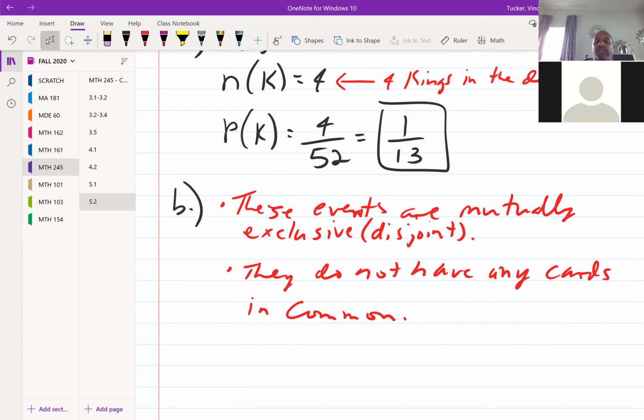All right, so the events are mutually exclusive, or in other words, disjoint. They do not have any cards in common. So that means we can just find the probability of each event and add them together.